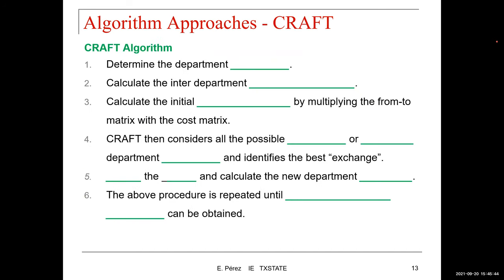Okay, so what are the steps of the algorithm? They're listed here. We are gonna start by determining the department centroids. How are we gonna determine this? We're gonna look at the design. Most likely we're gonna have a square paper and we're gonna be counting blocks to find the rectilinear distances between the centroids of each of the departments. Then we're gonna calculate the interdepartment rectilinear distances from centroid to centroid. And using that information, we calculate the initial cost of the layout by multiplying the flow matrix with the cost matrix.